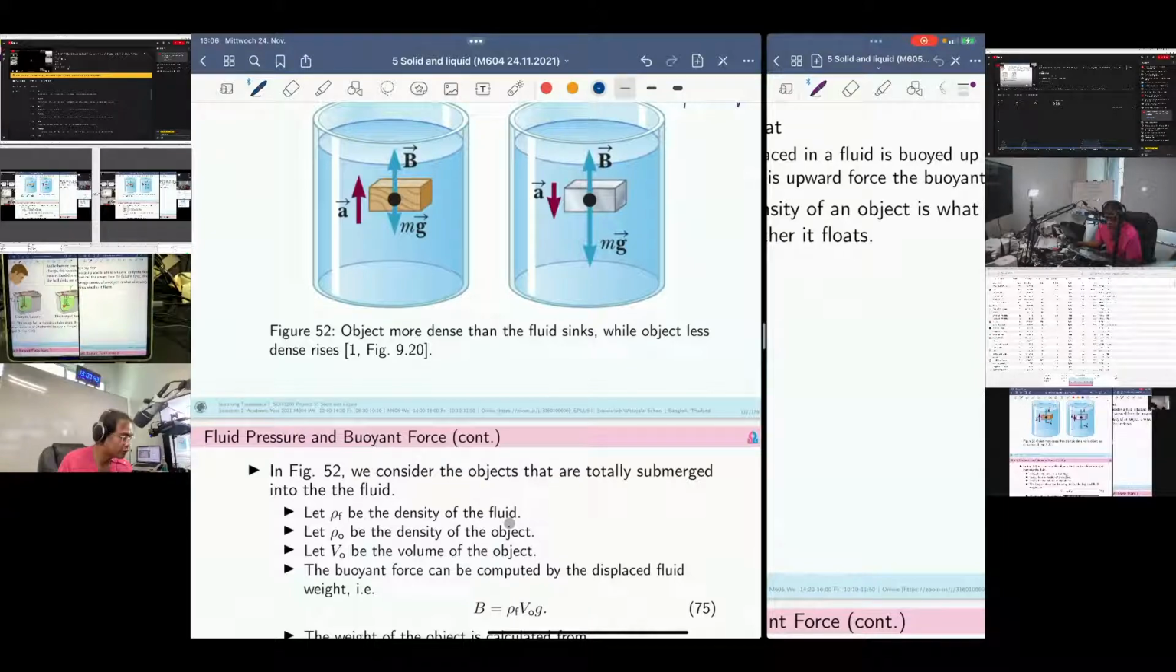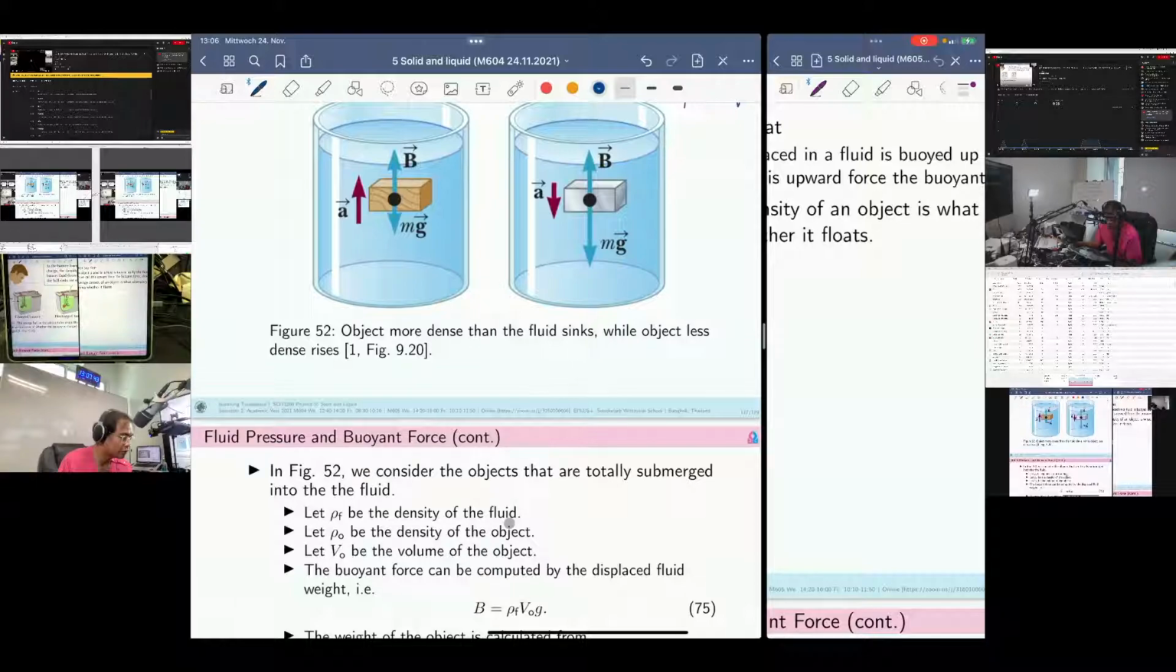So it's going to be rho O, VO, and G, right? Rho O is the density of the material, the object. And once you put both quantities into the left-hand side of Newton's second law, you will get on the left-hand side, right?